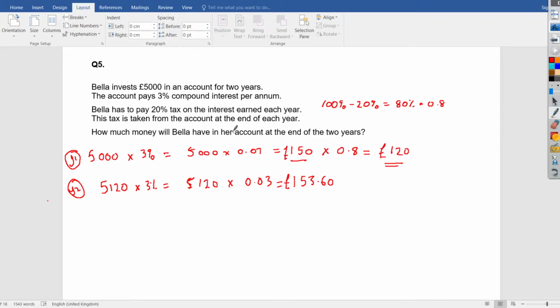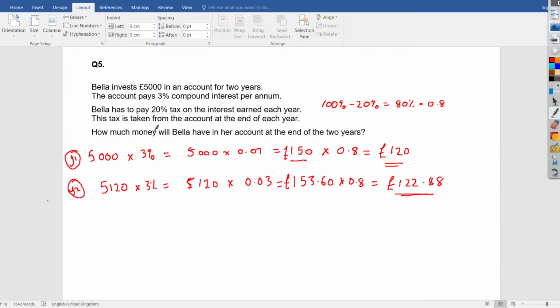Now again, she has to pay 20% tax, so 20% is taken off the total 100% she's going to get, leaving her with only 80%, so 0.8 of that amount. If I multiply that amount by 0.8, the interest for the second year is £122.88. So this is the interest she's going to earn the second year.